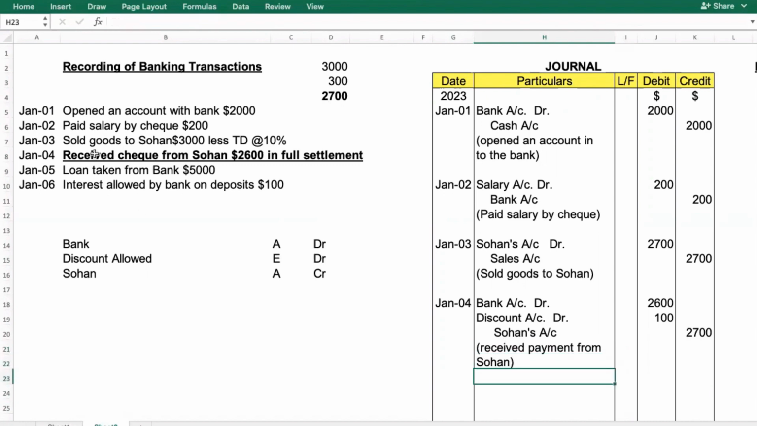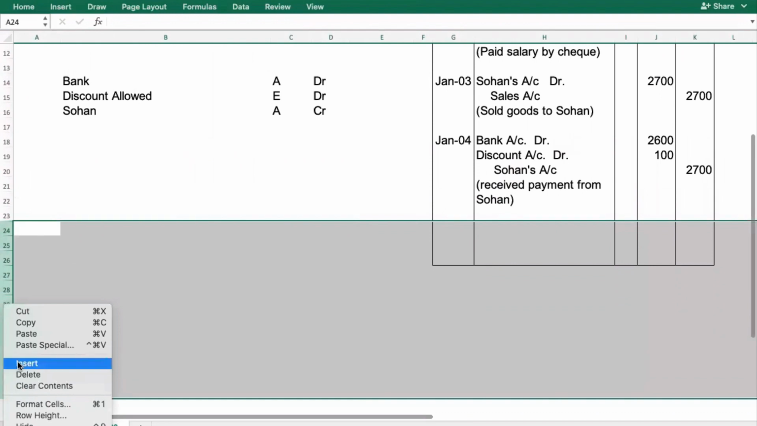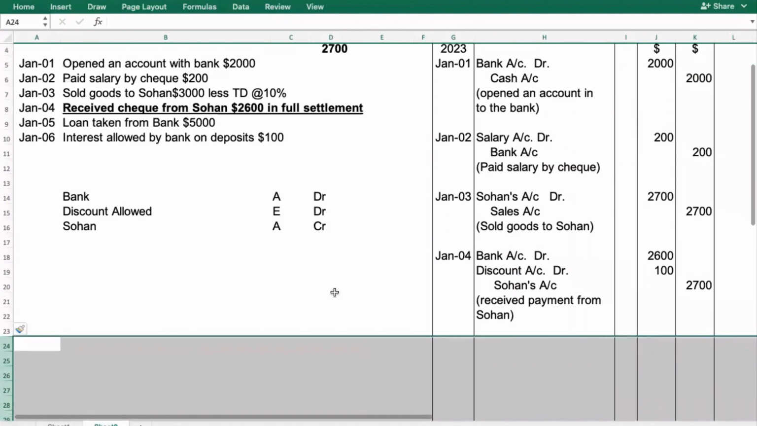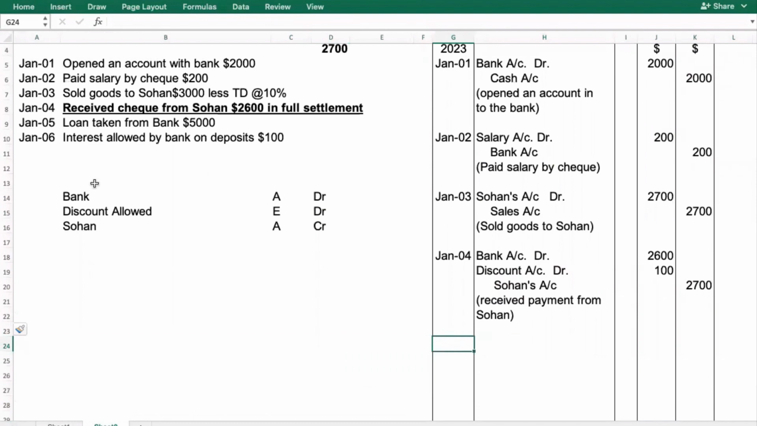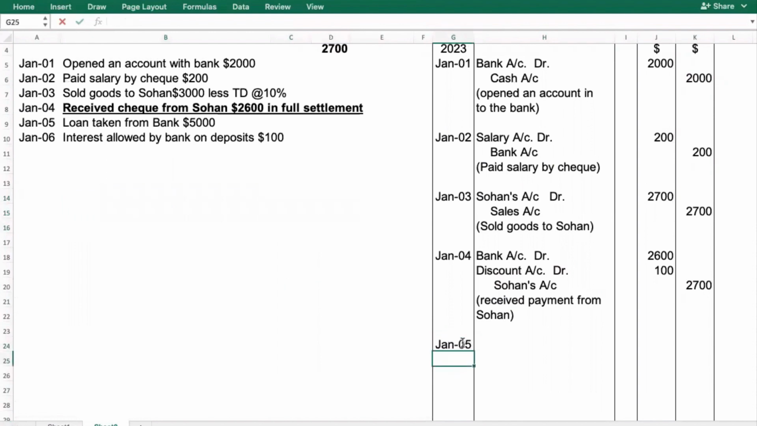Done. Now next transaction, read out. January 5th, loan taken from bank $5,000. Now see, which two accounts are affected? One would be the bank itself, my account in the bank, because you owe them 5,000 now. Which is the other account? Liability. What is the name of the liability? Bank loan.